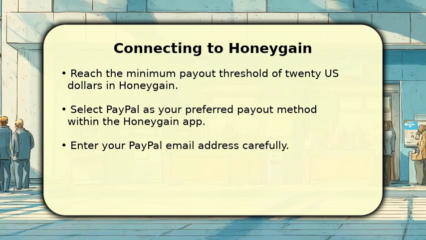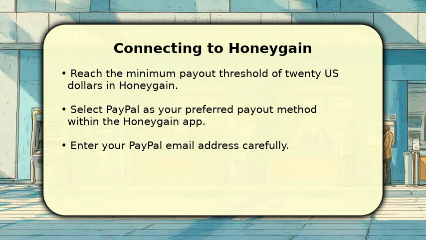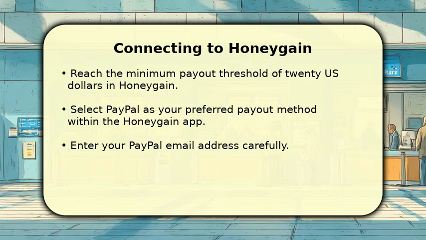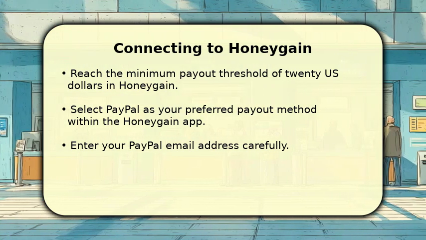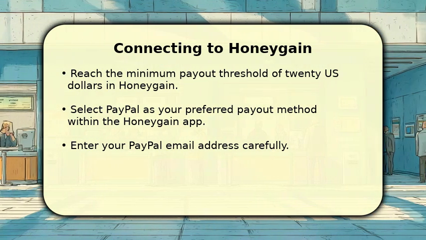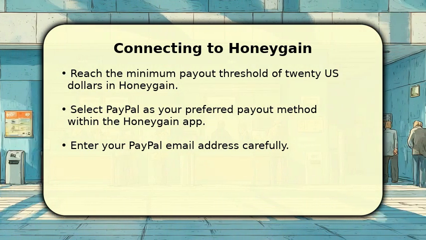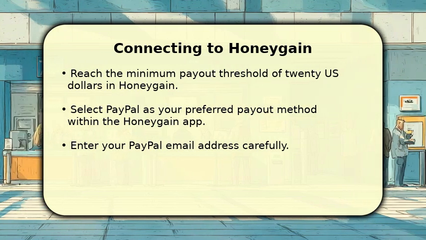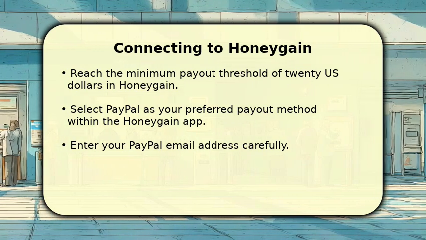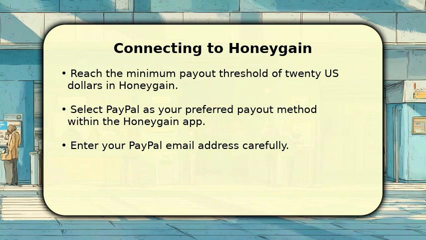First, ensure you have reached the minimum payout threshold, which is $20 within your Honeygain account. Then, navigate to the payout section in the Honeygain application or dashboard. Select PayPal as your desired payout method and carefully enter the exact email address associated with your newly created PayPal account to ensure smooth transactions.